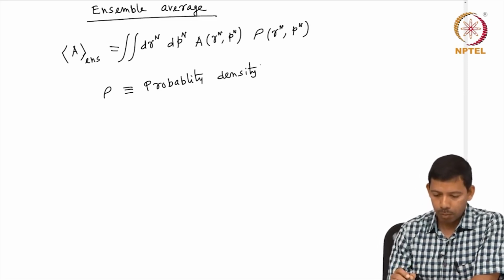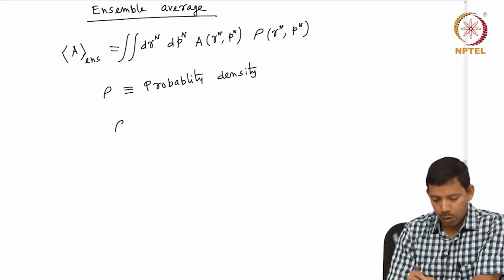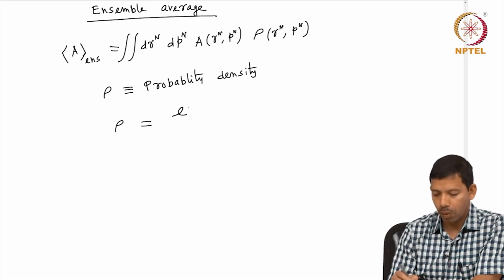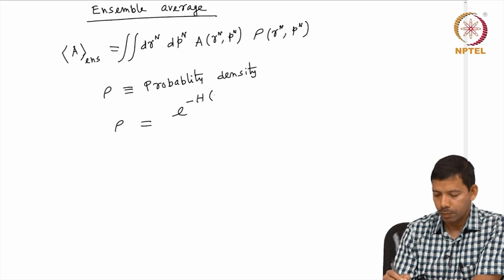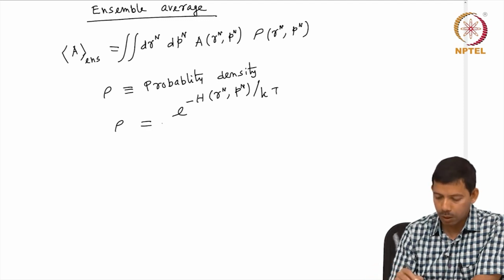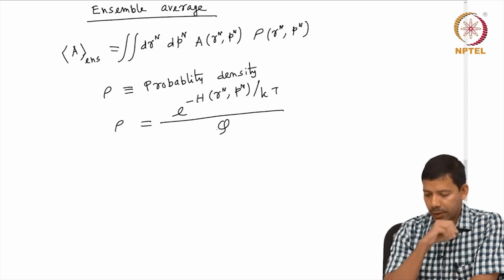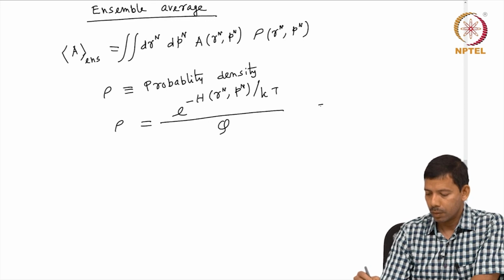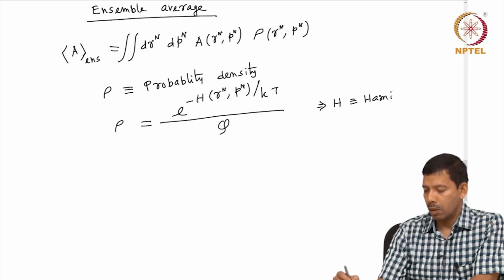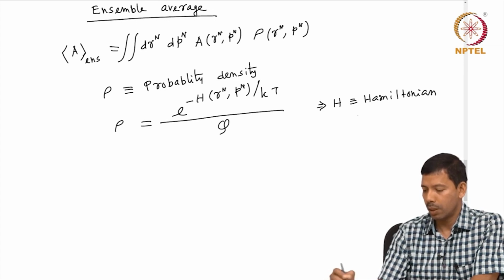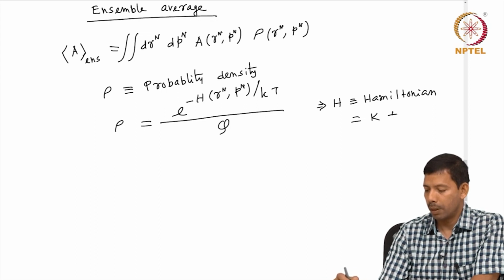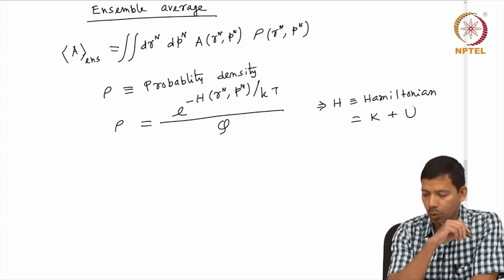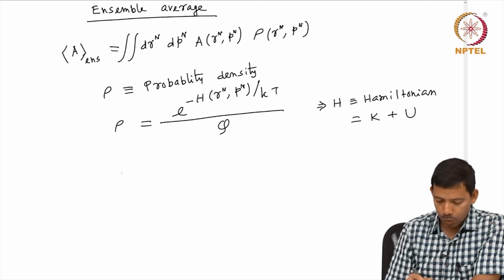So rho is the probability density, and this rho can be defined as e to the power minus H(rN, pN) divided by kT, where k is the Boltzmann constant, divided by Q. Here H is the total energy, which is the Hamiltonian of the system. The Hamiltonian, which is the total energy, is equal to the kinetic energy plus the potential energy of the system. So H is nothing but the total energy of the system, and Q is the partition function.